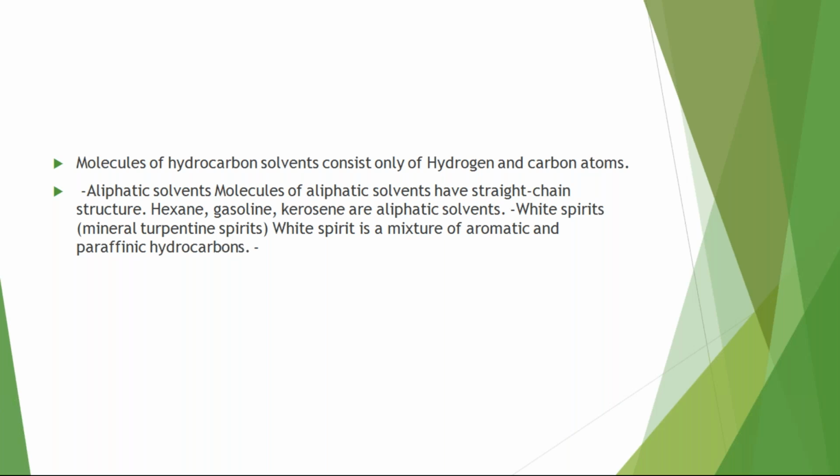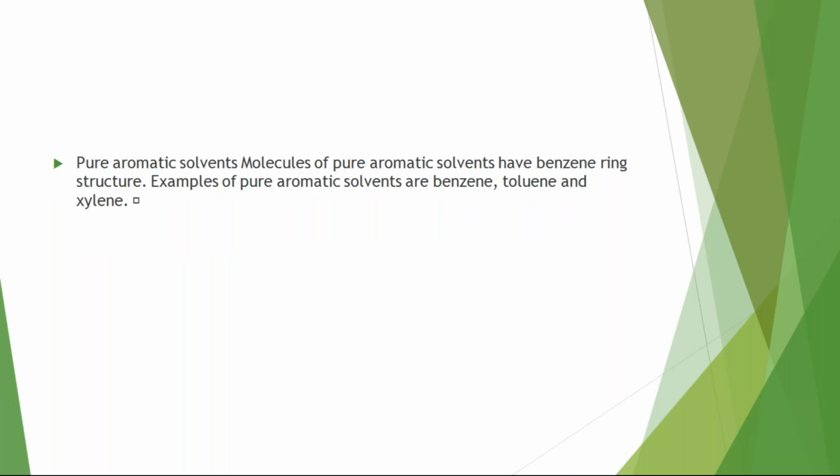So aliphatic solvents, molecules of aliphatic solvents have straight chain structure. Example: hexane, gasoline, kerosene. White spirit is a mixture of aromatic and paraffinic hydrocarbons. Pure aromatic solvent molecules have benzene ring structure in them. Example: we have benzene, toluene, and xylene.